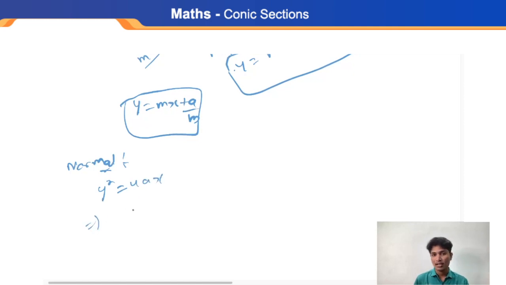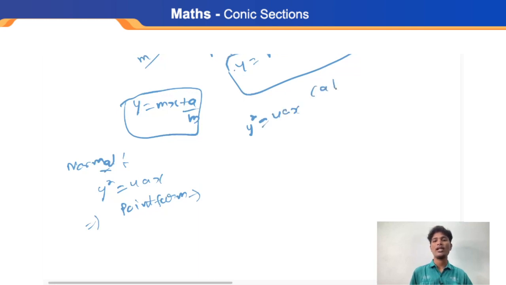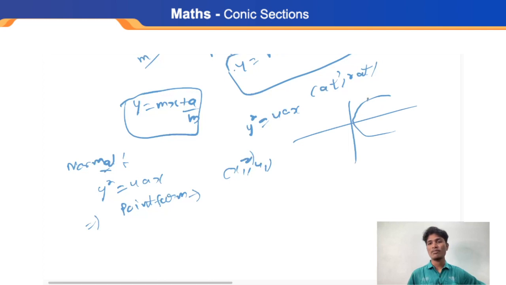Yes. The first one is point form. What is the point form? The point form will be here, if I calculate y square equal 4ax and take at², 2at, what I will get? I will get for point form, suppose x1 comma y1. What is a normal first of all? Suppose at this point if I draw the tangent, the perpendicular is called the normal.